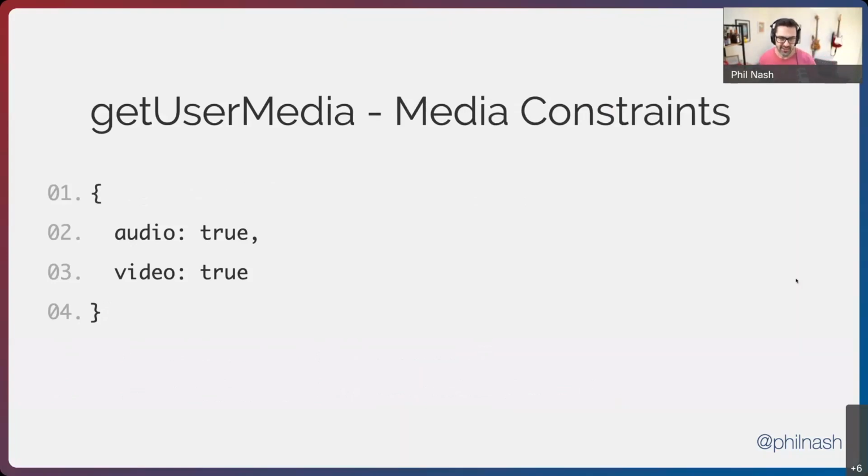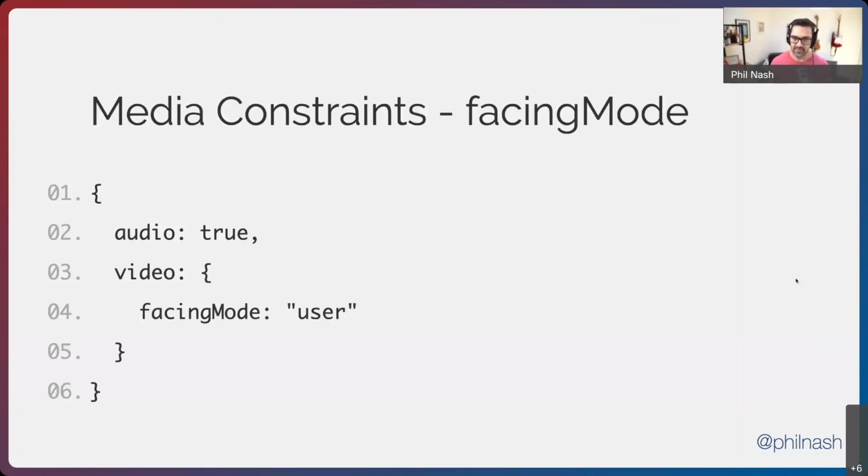Now, media constraints. I'm just going to zero in on this object here that we were passing to get user media. This is a very basic kind of set of media constraints that says I would like a microphone and I would like a camera and I would like the stream from both of them, please. And that's great. But there's more to it. There's more we can do with that.